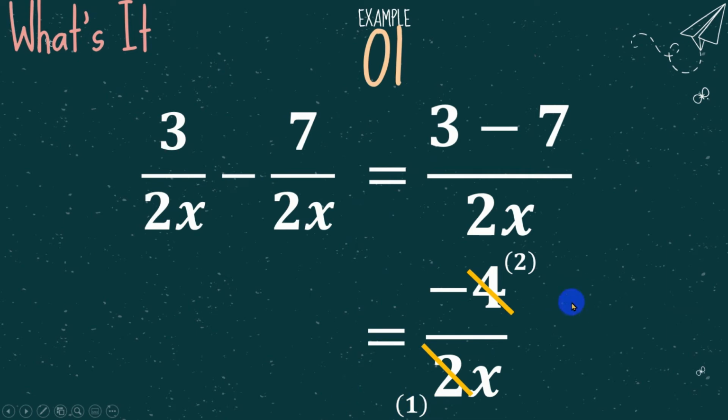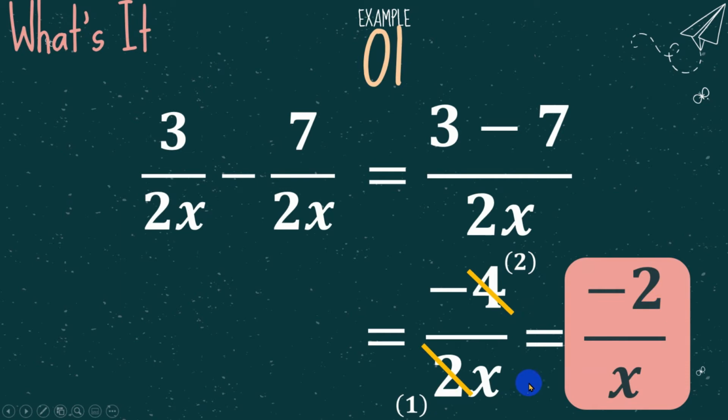Then, we multiply the remaining factors. Negative times 2 is negative 2. 1 times x is x. So, the final answer for example number 1 is negative 2 over x. Again, we subtract the numerators, keep the denominator, then cancel out common factors.